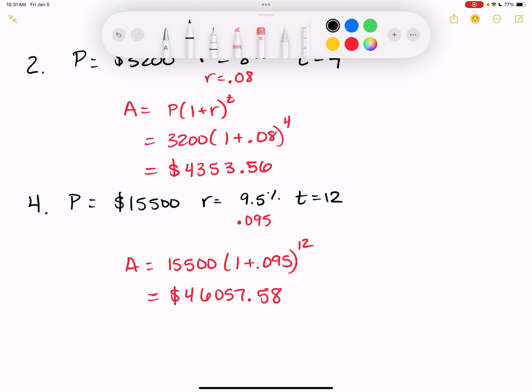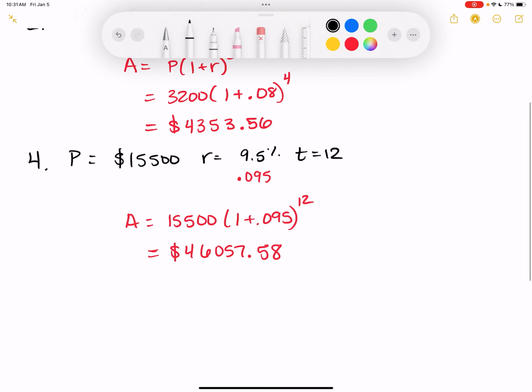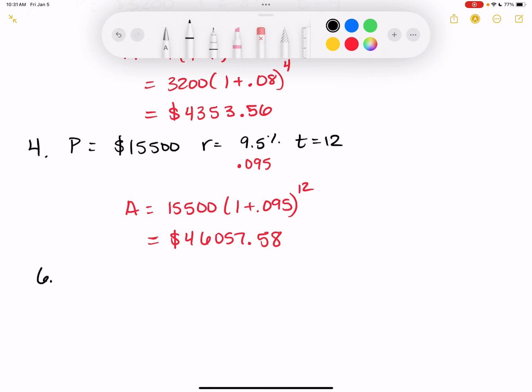Okay, so these ones were compounded annually, so we didn't have to raise it to another power. These next ones, everything's the same except now it's compounded k times per year, and it tells you what k is. So we've got P is 3,500, R is 5%, T is 10, and K, which is the number of times it's compounded, is 4. So R is 0.05.